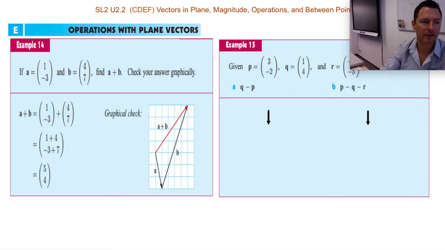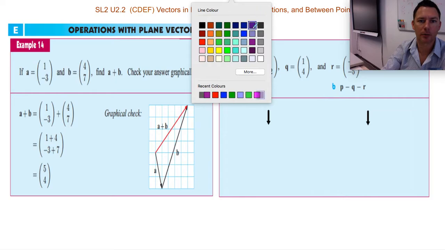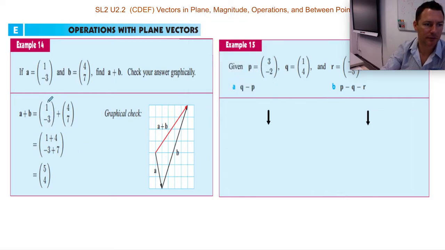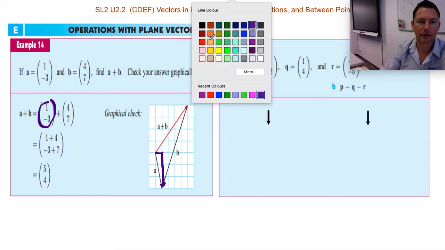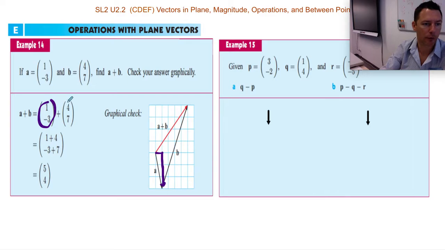case. We wanted to take, let's color code them. We wanted to take this vector, right, which goes over 1 and down 3, and we wanted to add that to a different vector which goes over 4 and up 7, right? So 1, 2, 3, 4, and up 7.